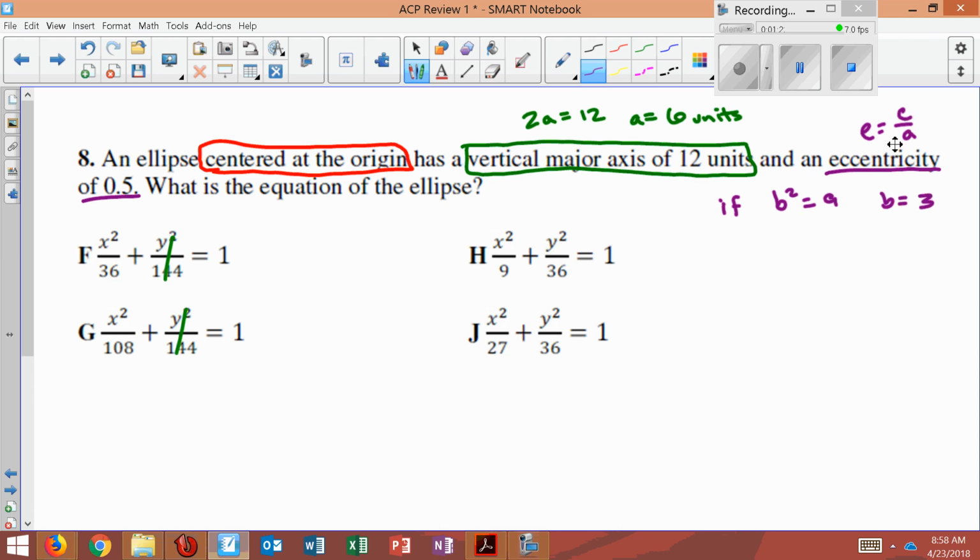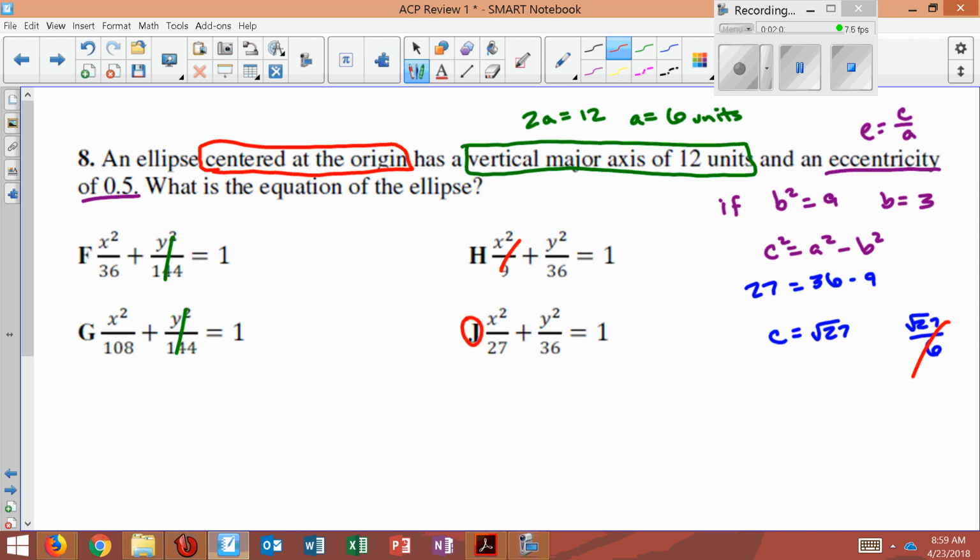Now what's the relationship between a, b, and c? c squared equals a squared minus b squared. So in this case, we have 36, we subtract 9, which gives me 27. Now if that's the case, when I take the square root, c will be the square root of 27, and so I'd put that over a. Is the square root of 27 over 6 equal to 0.5? Well, no. What's equal to 0.5 would be 3 over 6. So this option is definitely not correct. So this should be wrong here.